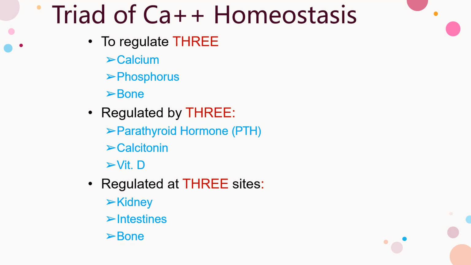See, this is the triad of calcium homeostasis, so easy to remember. To regulate 3, regulated by 3, and regulated at 3 sites. So what are the 3 things to regulate? It is calcium, phosphorus and bone, and regulated by 3 hormones, that is parathyroid hormone, calcitonin and vitamin D, and regulated at 3 sites, that is intestines, kidney and bones. Okay, so this is the triad of calcium homeostasis.